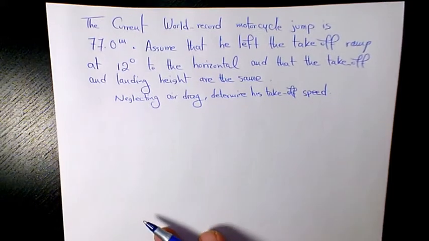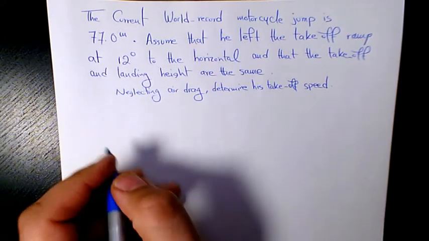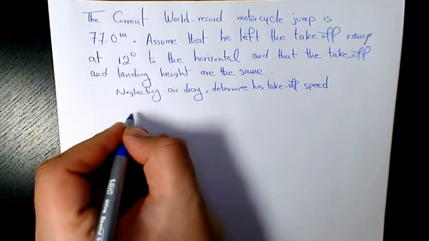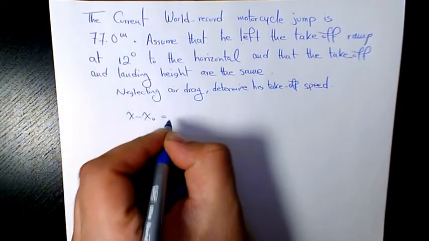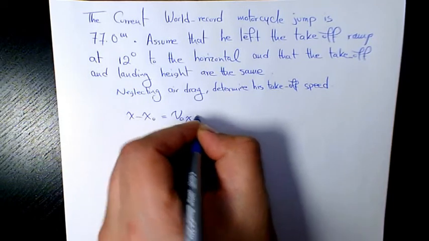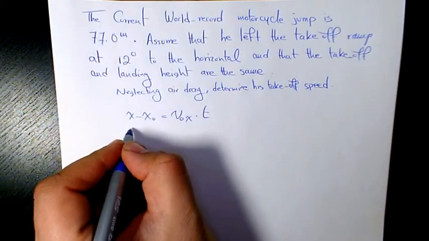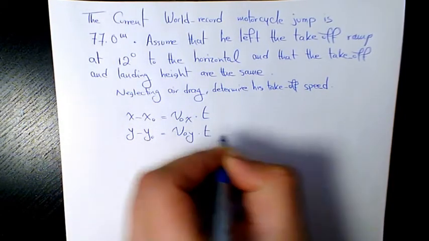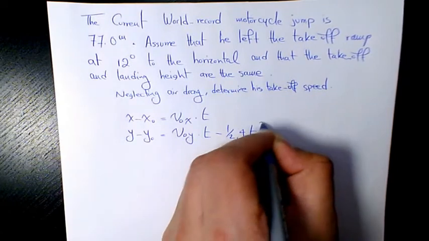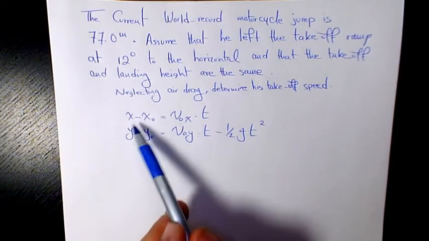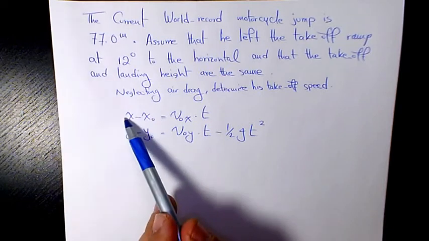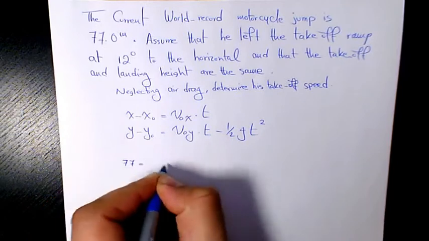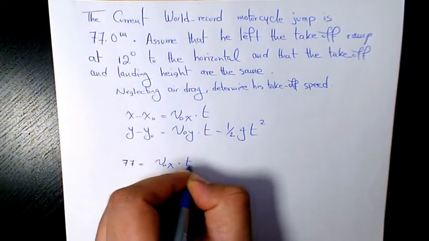So now if I write the equation here, we have x minus x naught equals v naught x times t, and on the other hand we have y minus y naught equals v naught y times t minus 1/2 g t squared. We can say x minus x naught, which is the horizontal range, is given, which is 77. So 77 will be equal to v naught x times t.